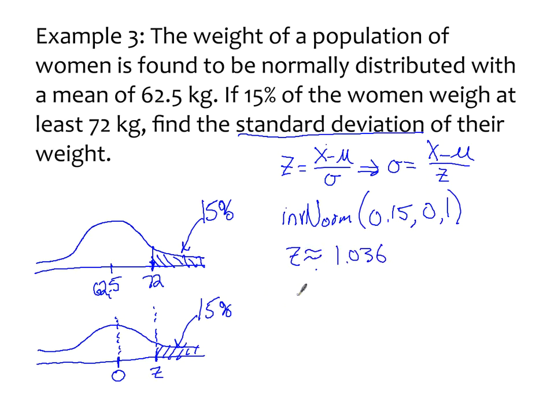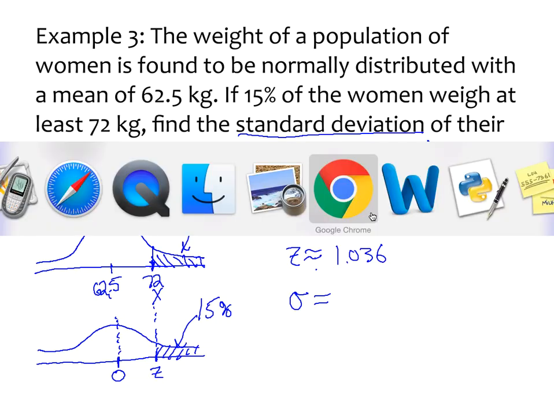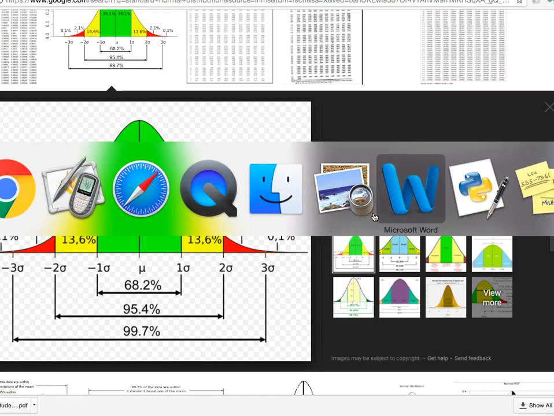And so the sigma, standard deviation, is going to be x minus mu. What's x? X is the 72, right? This is our x. Mu is 62.5. Z is 1.036. What is this saying? 1.036 is the number of standard deviations that x is from the mean, and that's why this converts us to a standard deviation. So we're talking about a distance from the mean divided by how many standard deviations that distance is from the mean. That tells us the standard deviation itself. Think about that. Make sure that makes sense to you.